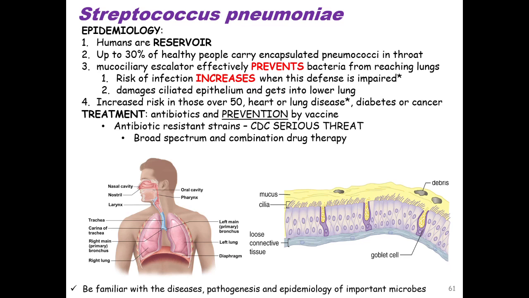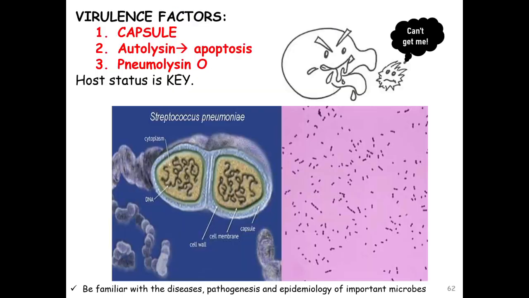There is a vaccine that is targeted when you're 50 and older. You can get a pneumococcal vaccine. There are antibiotic resistant strains, and so this is one of those serious threats by the Centers for Disease Control. So to treat, broad spectrum and combination drug therapy. So a capsule is really the big virulence factor, so they can resist phagocytosis.